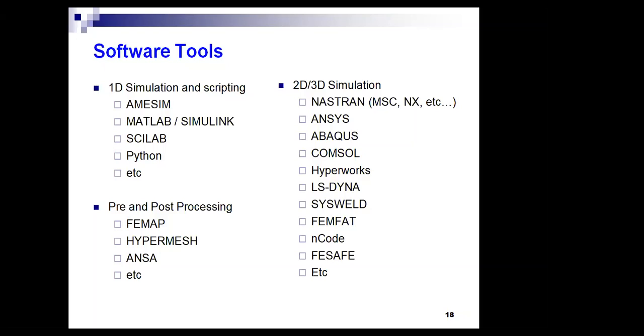And there are some pre and post processing application software available. Some of the widely used tools are FEMAP. FEMAP is again a Siemens product. Actually, FEMAP is a pre and post processing software which is mainly used for finite element modeling, meshing applications, finite element model analysis simulations and post processing applications.